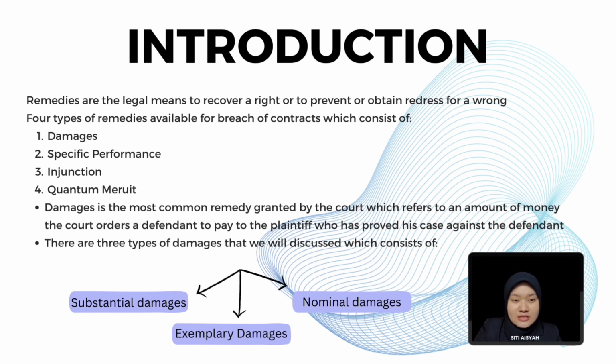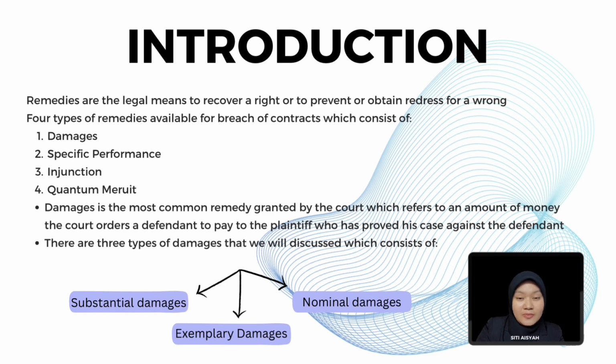The law of damages is provided in Section 74 of the Contracts Act 1950, which embodies the common law rule of remoteness in Hadley v Baxendale. Section 75 of the Contracts Act 1950 provides for liquidated damages, where parties have agreed on the sum payable as compensation upon a breach of contract. In the classification of damages, there are 3 types of damages discussed in this assignment, which consist of substantial damages, exemplary damages, and nominal damages.